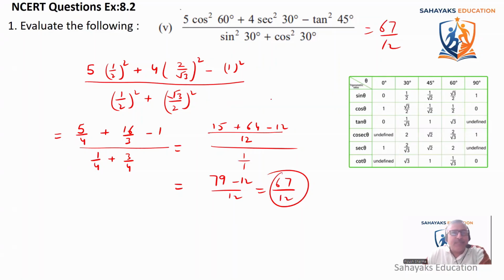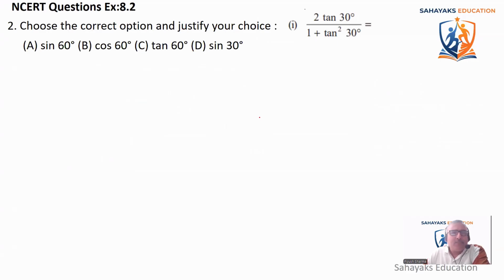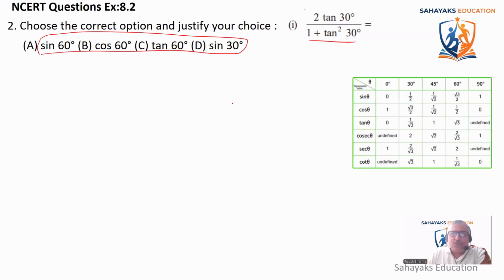Okay, so coming to the next question. Choose the correct option and justify your choice. 2 tan 30 divided by 1 plus tan square 30. See, again, we put the values and we'll see whether this value satisfies which of the following. So we can do it in multiple ways. Let's use the values to find out.